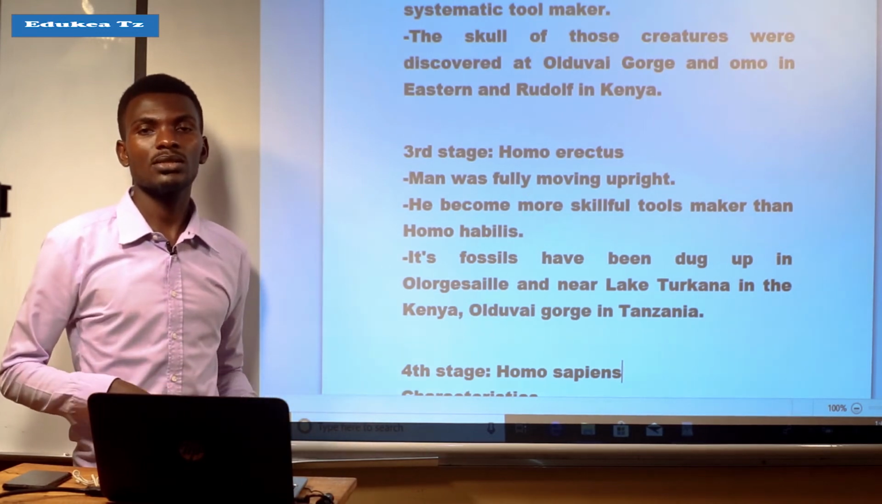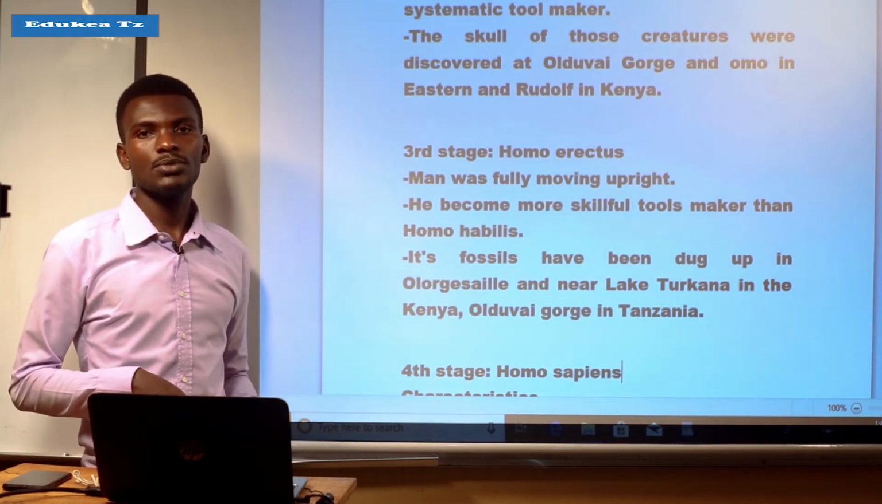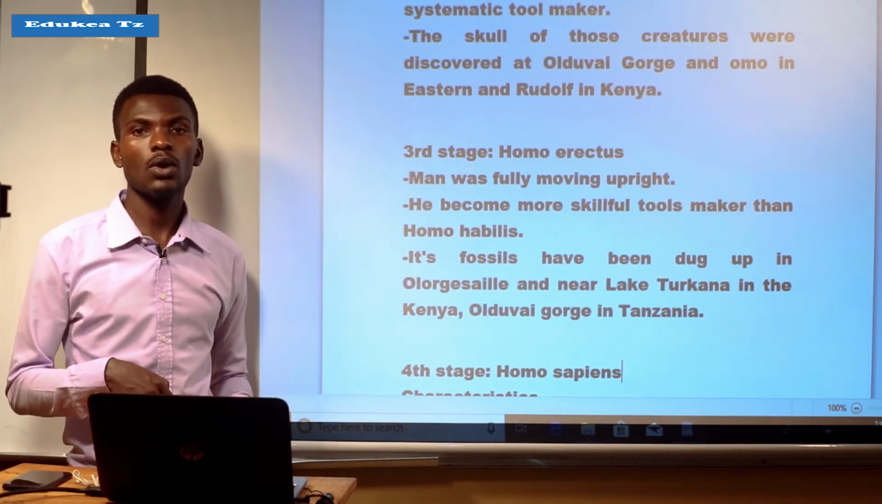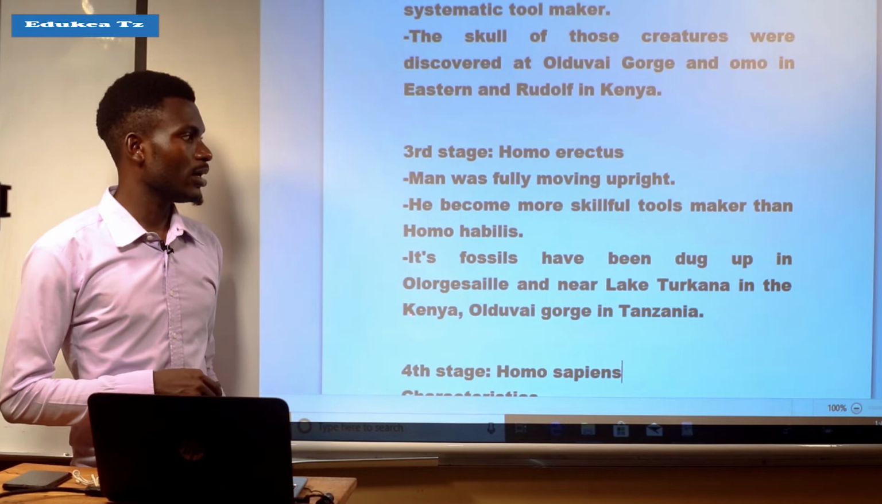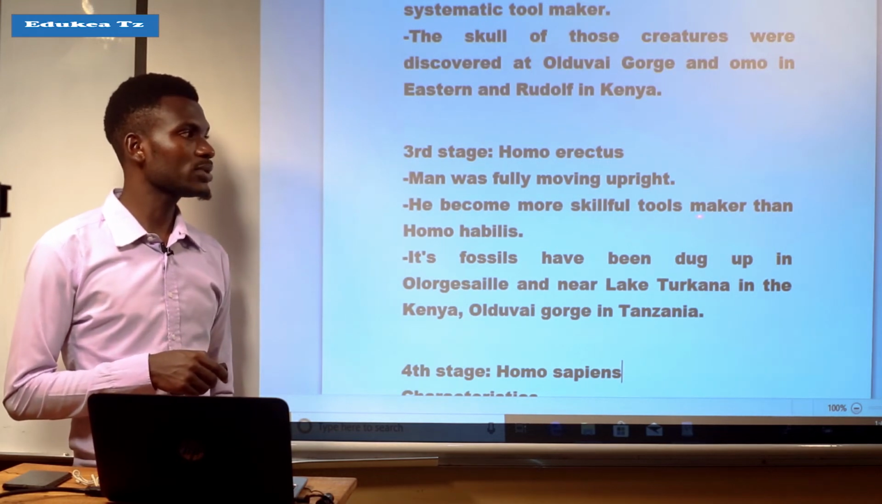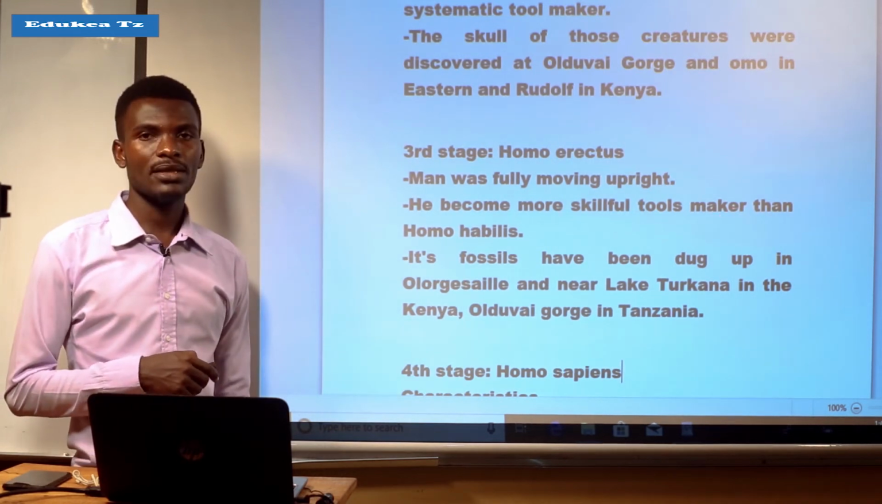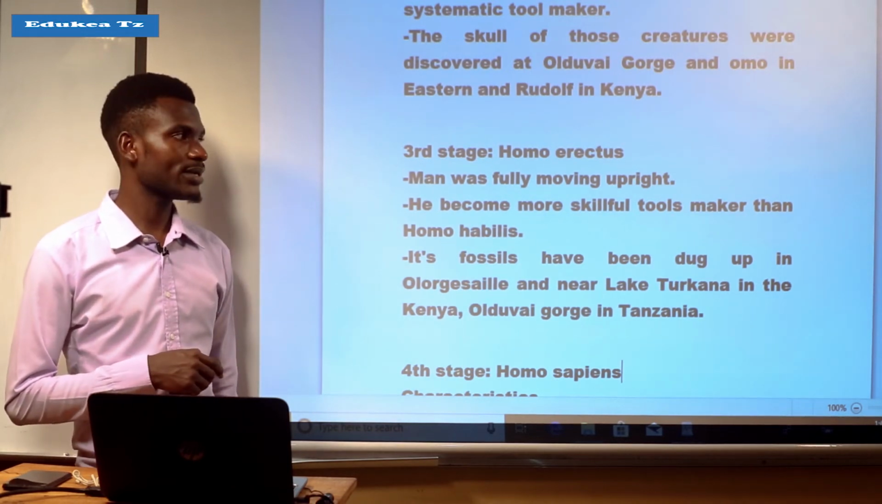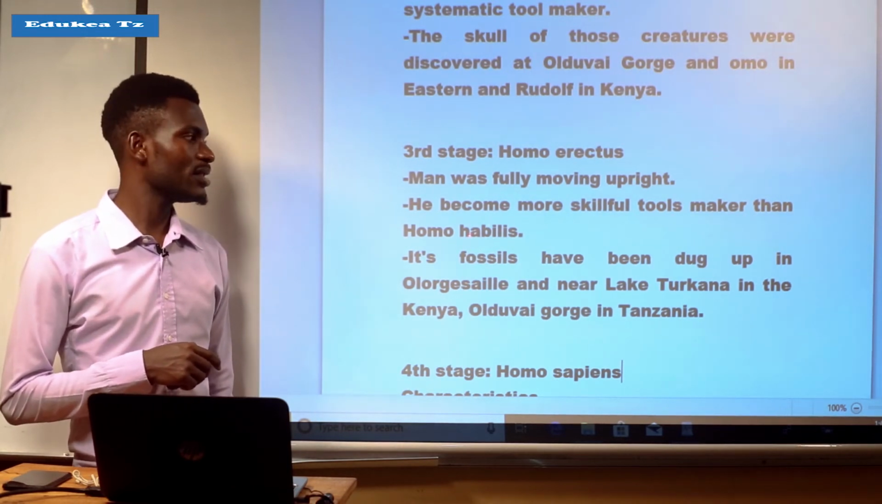He was using the hind limbs for moving. He became a more skillful tool maker than Homo habilis. It means that Homo erectus became a more skillful tool maker than Homo habilis.